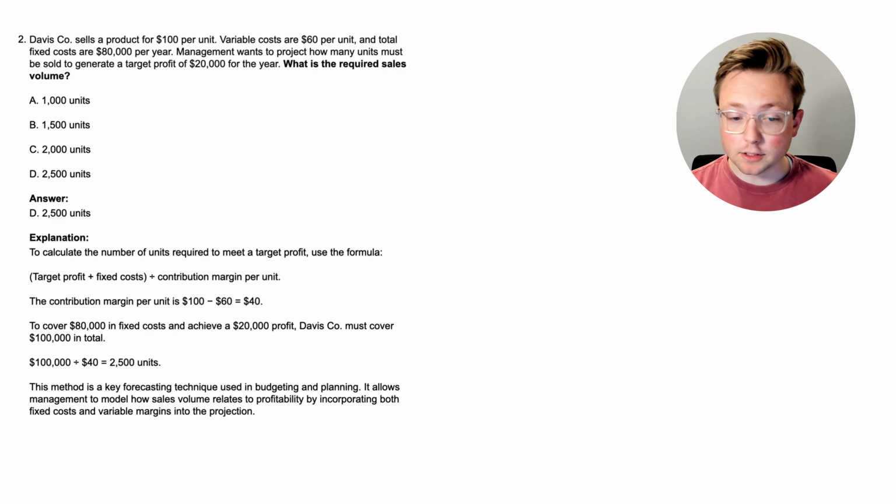To cover $80,000 in fixed expenses and achieve $20,000 in profit, you have to cover $100,000 total. So $100,000 divided by $40 per unit is 2,500 units. That's how many units you have to make to not only break even, but also make $20,000 in profit. This method is a key forecasting technique used in budgeting and planning. It allows management to model how sales volume relates to profitability by incorporating both fixed costs and variable margins into the projection. So again, learning a little bit more about projections and forecasts in this question. Now let's go to the next question.